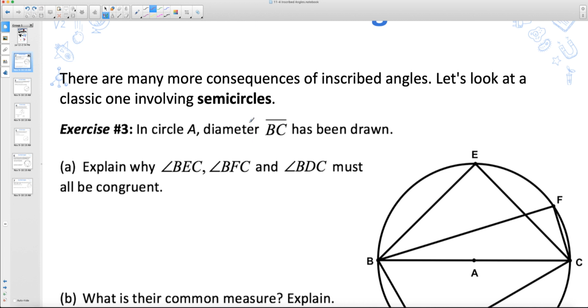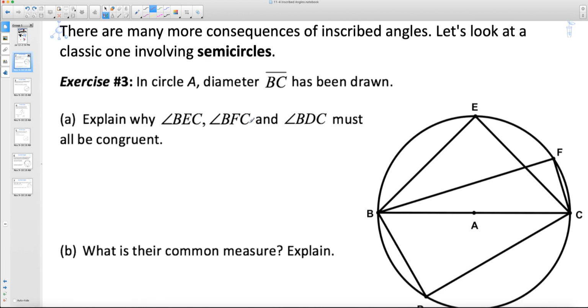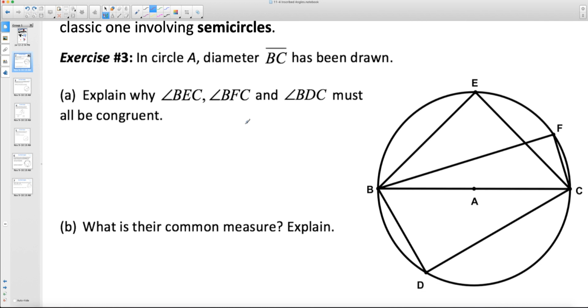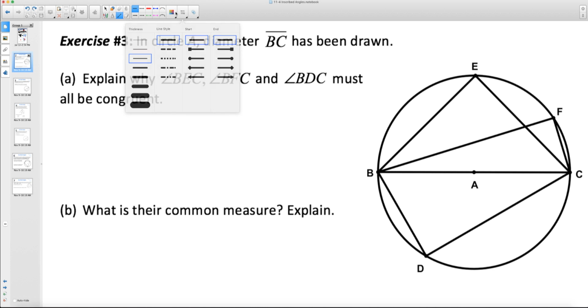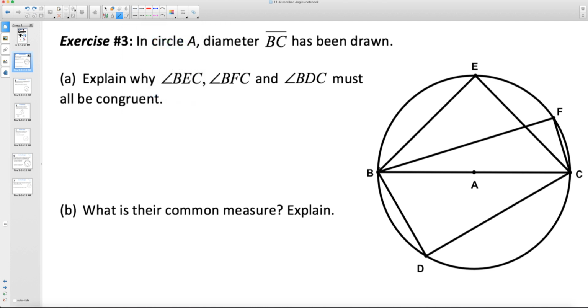So moving on, we're going to take a look at inscribed angles in semicircles. A semicircle is just half of a circle. The first question says to explain why angle BEC, angle BFC, and angle BDC are all congruent. Why are they all congruent?